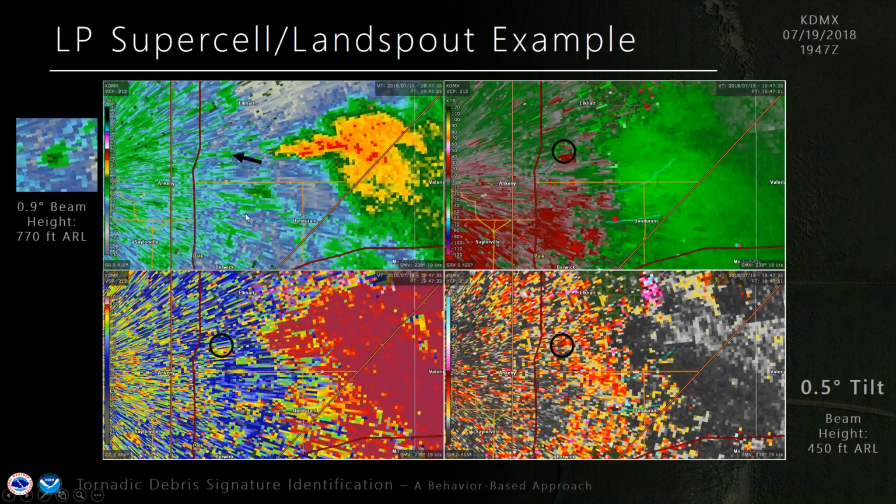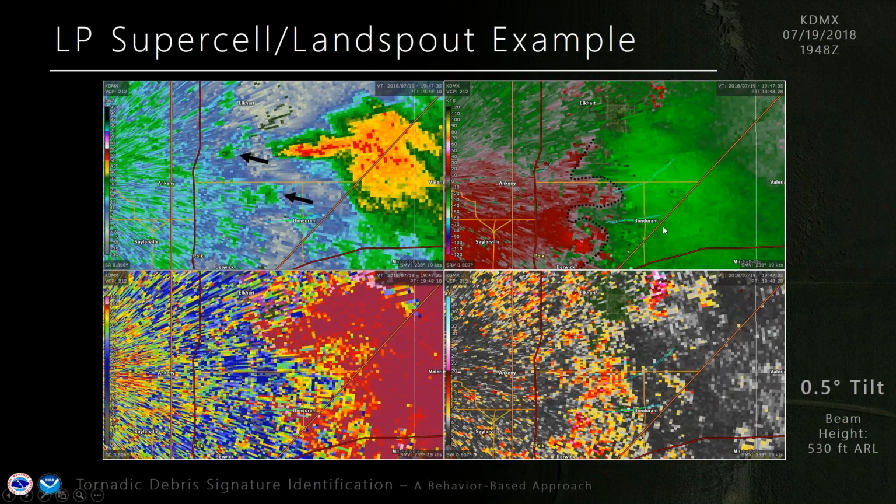Moving forward one more scan, it kind of looks like it disappears, and it really didn't disappear. What happened was the clutter filtering from the radar accidentally overrode it. If you went up to the 0.9 degree tilt there, shown in the top left, you'll see the signature is still there, and it's broadening out as well.